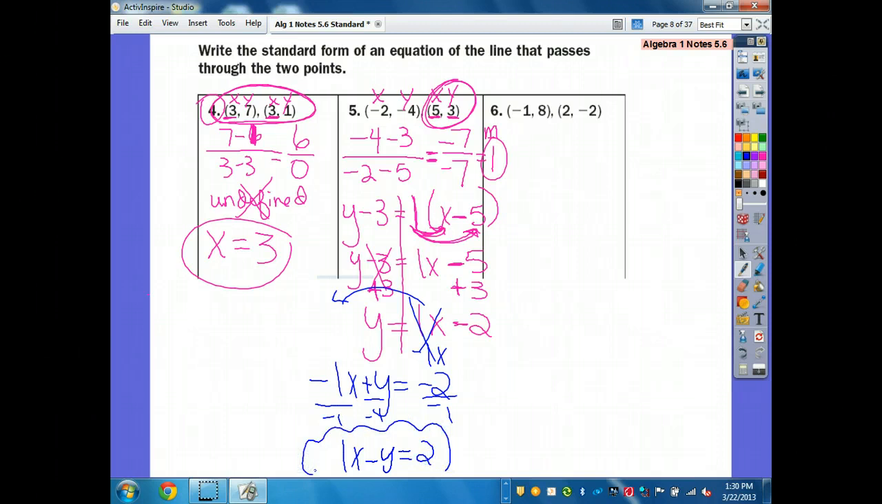Nice catch. Good job. Questions on that problem? Could you just leave it x minus y equals 2? Yep, you can have the 1x there or just x. It wouldn't get counted wrong either way. I could have a 1 here too if I wanted. All right, either one is correct.